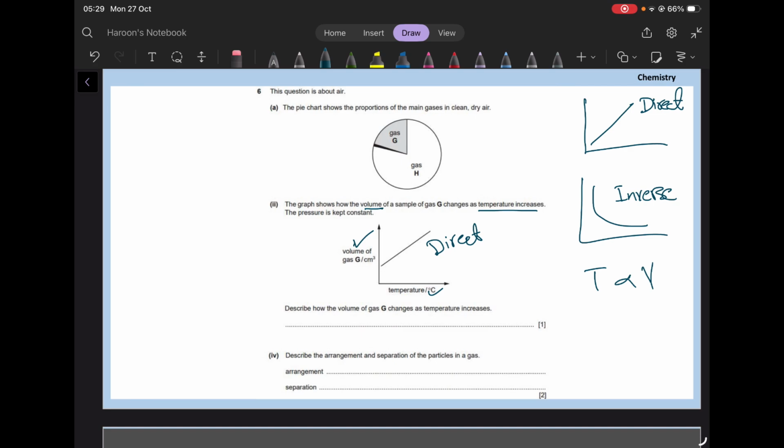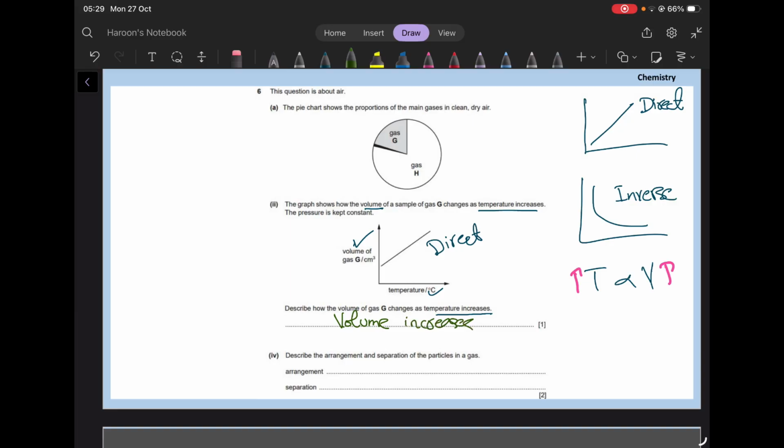Describe how the volume of gas G changes as the temperature increases. So we are increasing the temperature. That should cause an increase in volume as well. Increase in temperature causes an increase in volume. So we can write volume increases.